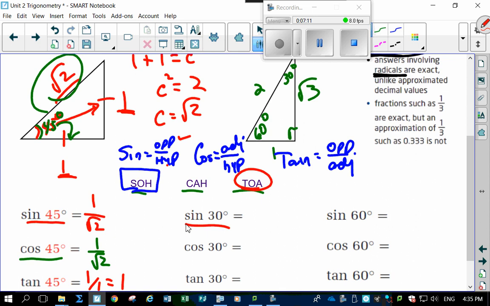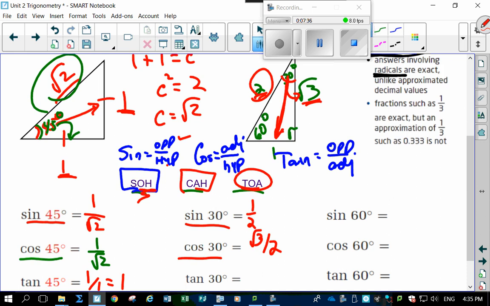Sine of 30 degrees. Well, there's 30 degrees. Sine, of course, opposite over hypotenuse. Opposite is 1. Hypotenuse is 2. The sine of 30 degrees is 1 over 2. The cosine of 30 degrees, adjacent over hypotenuse. Adjacent is root 3. Hypotenuse is 2. Root 3 over 2. There's your cosine of 30 degrees. Tangent, opposite over adjacent. TOA, right? Opposite, which is 1. Adjacent, which is root 3. There's your exact value of the tangent of 30 degrees.